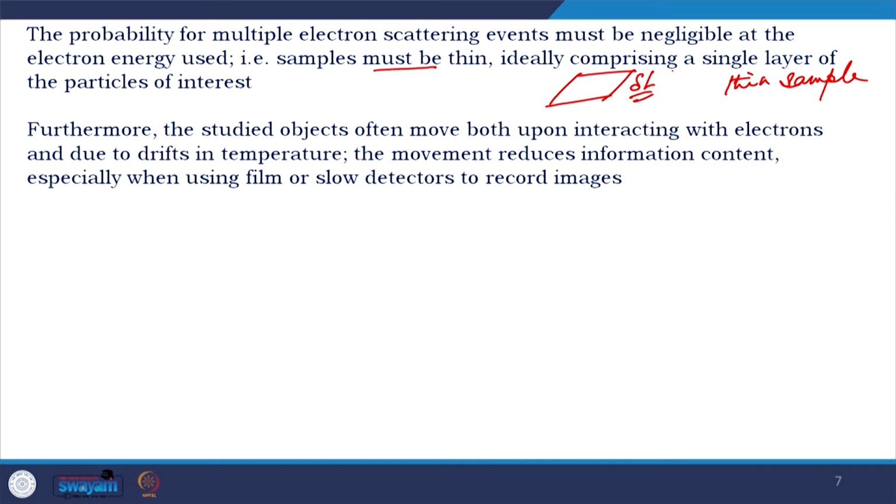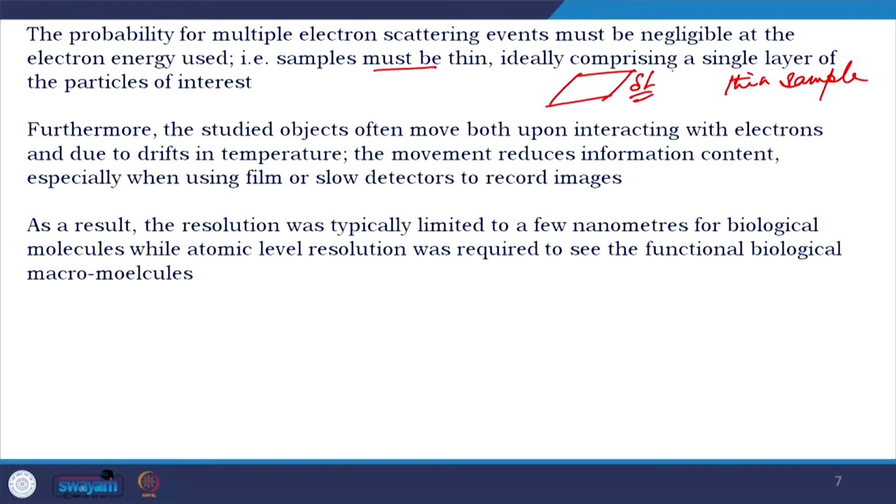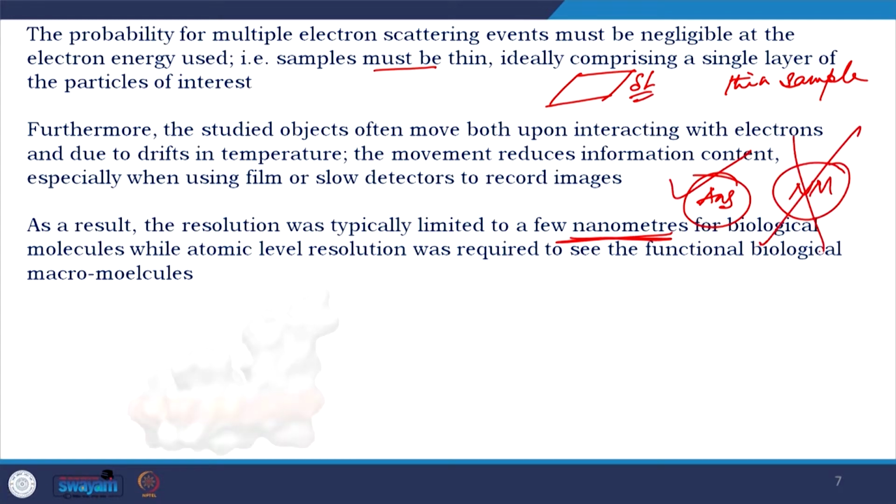movement reduces information content, especially when using film or slow detectors to record images. This we have discussed in detail in the last portion, so I am not going into details; you already understood that in the time of data collection. As a result, the resolution was typically limited to a few nanometers for biological molecules, while atomic level resolution was required to see the functional biological macromolecules. So, we need it in angstroms, and this is what is correct; getting it in nanometers is not correct.